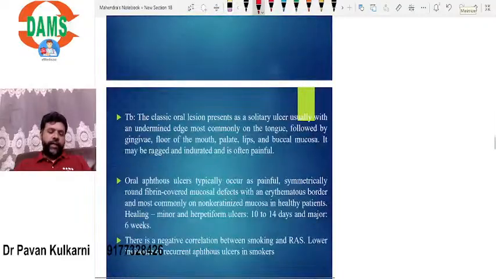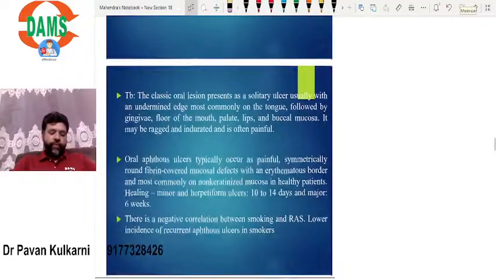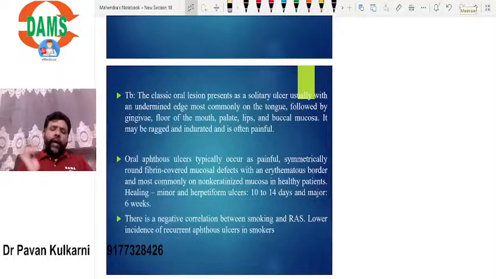Now let us discuss some important points from this discussion. Tuberculosis: the classic oral lesion presents as a solitary ulcer. Please remember this. Tuberculosis will always present as a solitary ulcer. There won't be multiple ulcers. There will be a single solitary ulcer with an undermined edge. The ulcer is typically present on the tongue, followed by gingiva, floor of the mouth, palate, lips, and buccal mucosa.